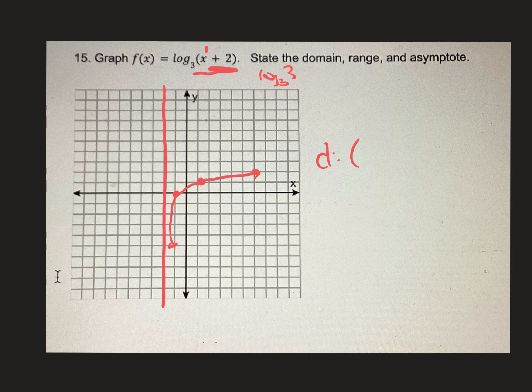Your domain now goes from -2 to infinity. Your range is up and down forever. And your asymptote is going to be x equals -2. And there you have it.